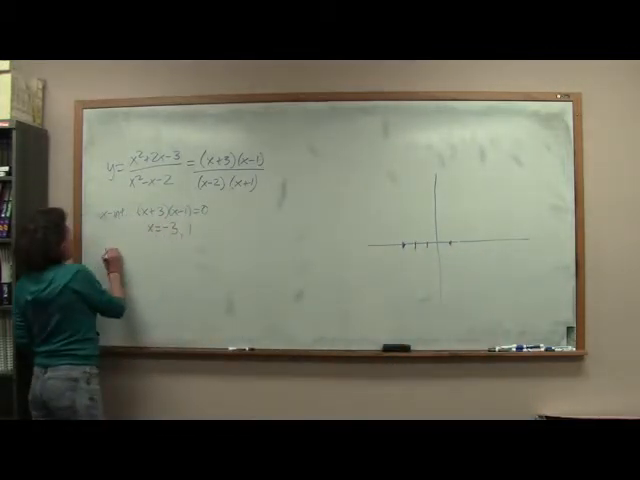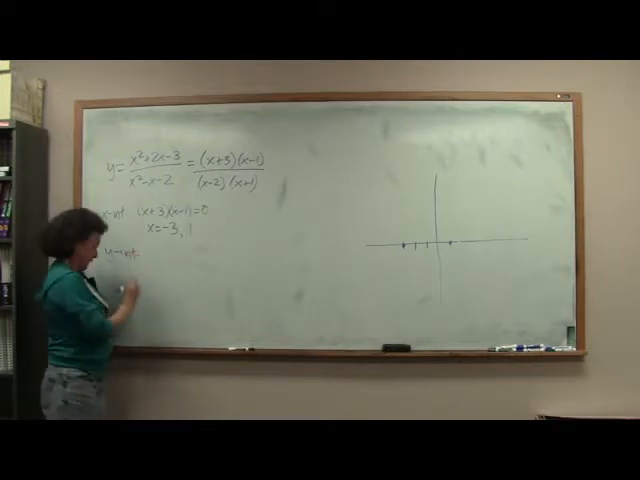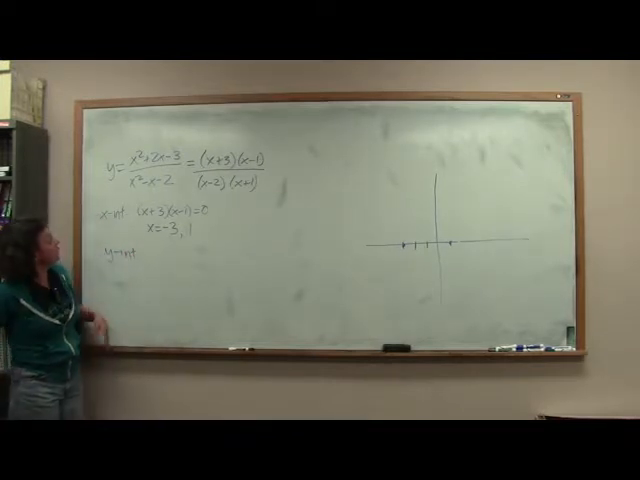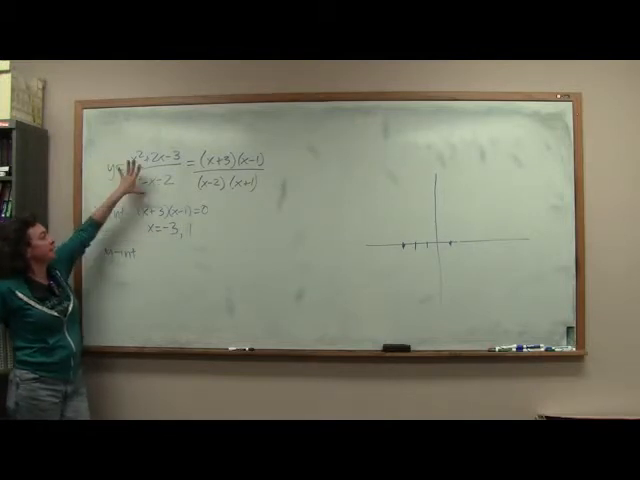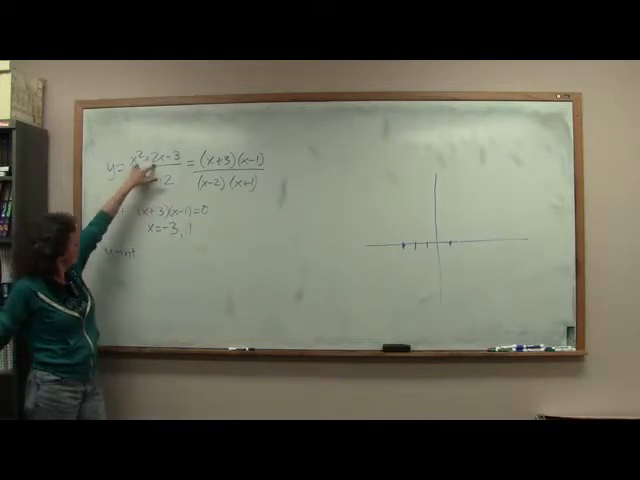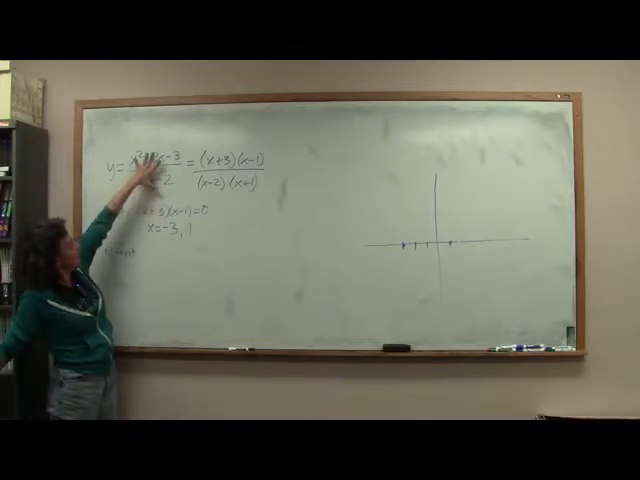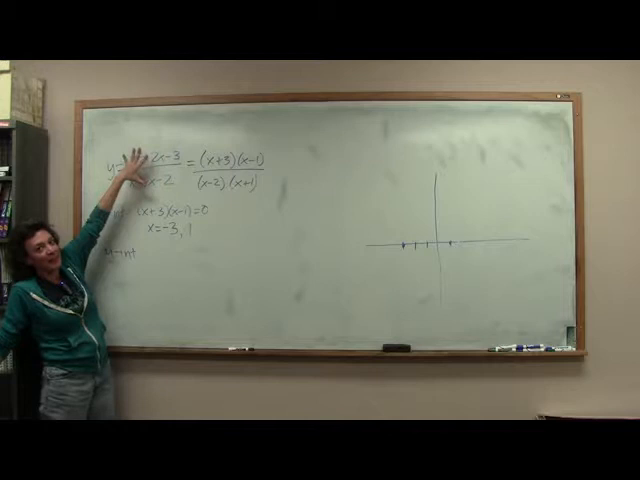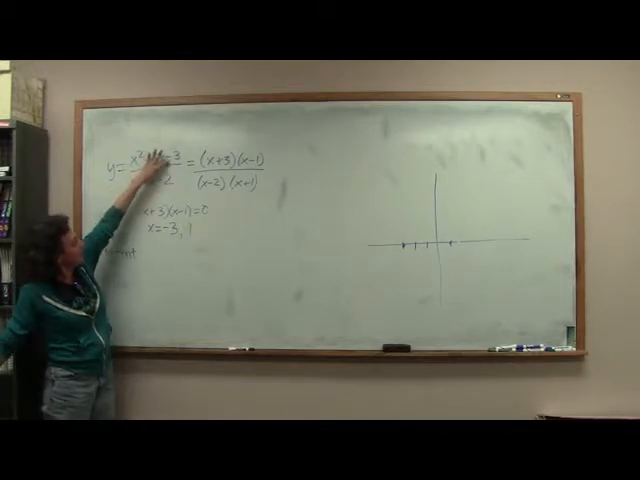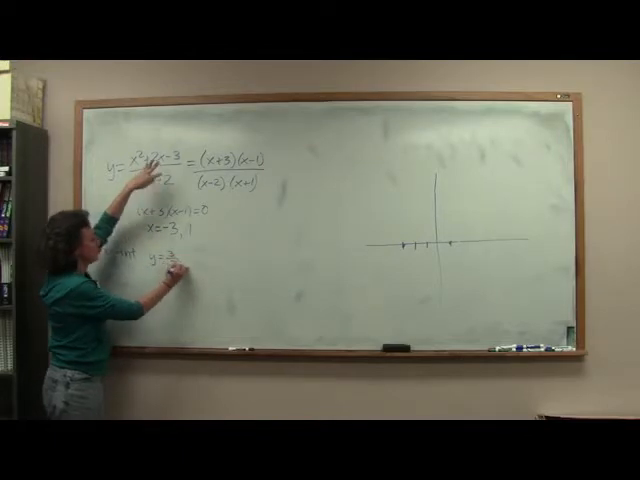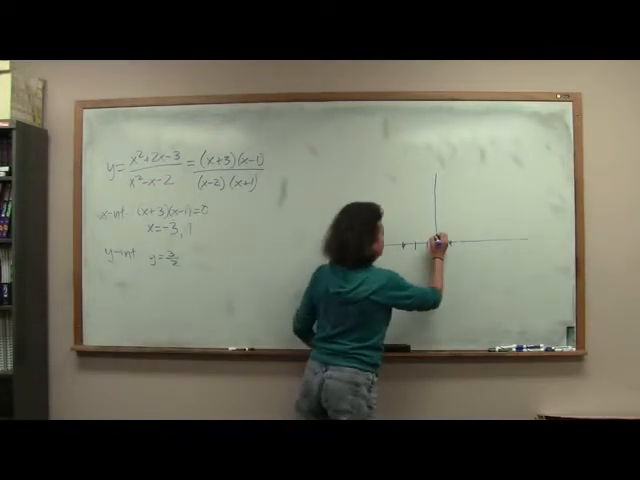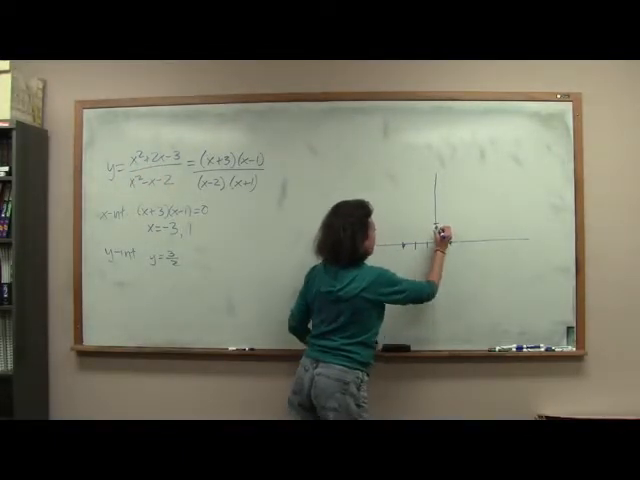Okay, y-intercept. Again, what we do is we set x equal to 0. When I want to find my y-intercept, I tend to look at it in the unfactored form, precisely because if I'm setting x equal to 0, that nixes every term that has an x in it. And I'm left with negative 3 over negative 2, which is 3/2. There we go.